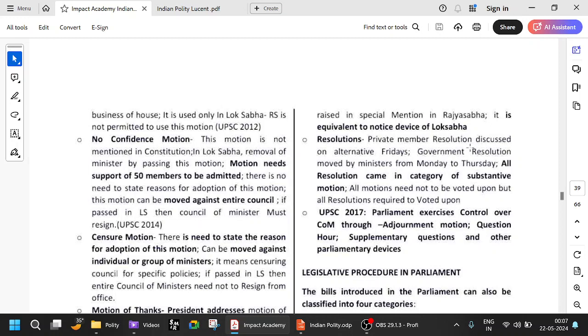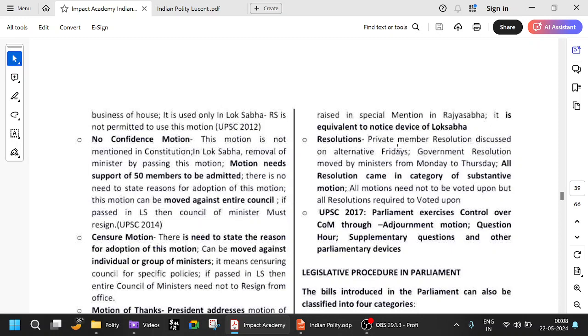So private member resolutions are discussed on alternate Fridays. Government resolutions are moved by ministers from Monday to Thursday. Okay, so government resolutions are moved from Monday to Thursday. Private member resolutions are moved on Fridays. All resolutions come in the category of substantive motion. That means they are the main motions. All motions need not be voted upon, but all resolutions are required to be voted upon.